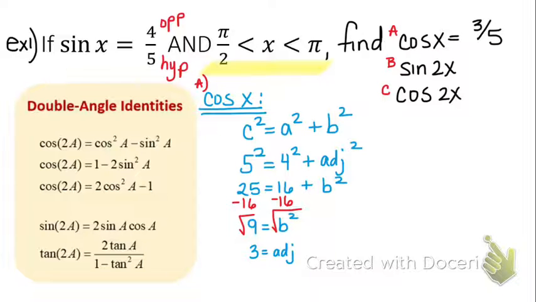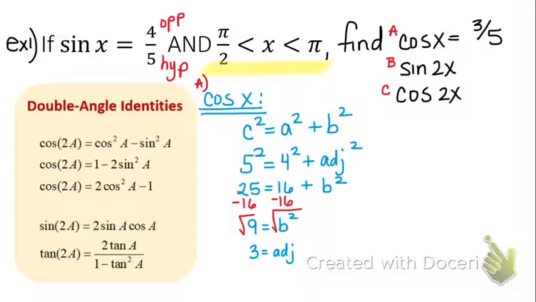But we have a problem here. This right here is really important. So let's look at this. What does this mean? X is between pi over 2 and pi. What quadrant is that? What quadrant is between 90 and 180? Quadrant 2. So this is important because we're in quadrant 2.